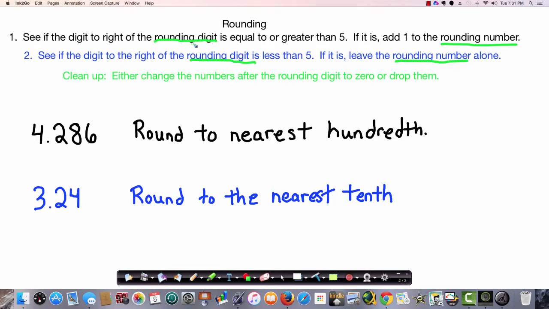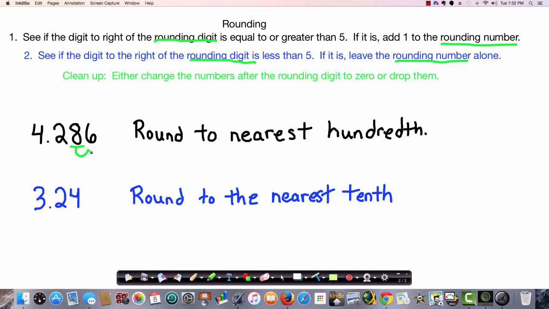The reason I'm underlining the rounding digit is because that's exactly what I want you to do when you look at the digit that you're rounding. So let's look down here. This one says round to the nearest hundredth. Well, the very first thing that I need to do is to find out what number is in the hundredths. And if we come over from the decimal, we know the first place value is the tenth, and the second one is the hundredth. So I'm going to underline that number to remind myself that that is the rounding number.